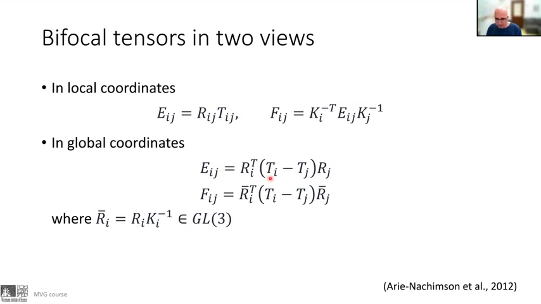And from here you can see that Eii is 0 because Ti minus Ti is 0. And you can see also that Eij transpose is Eji, because if you transpose this, you will change the order. And remember also that Tj transpose is minus Tj, because it's skew symmetric. So these give you the conditions that I mentioned before.